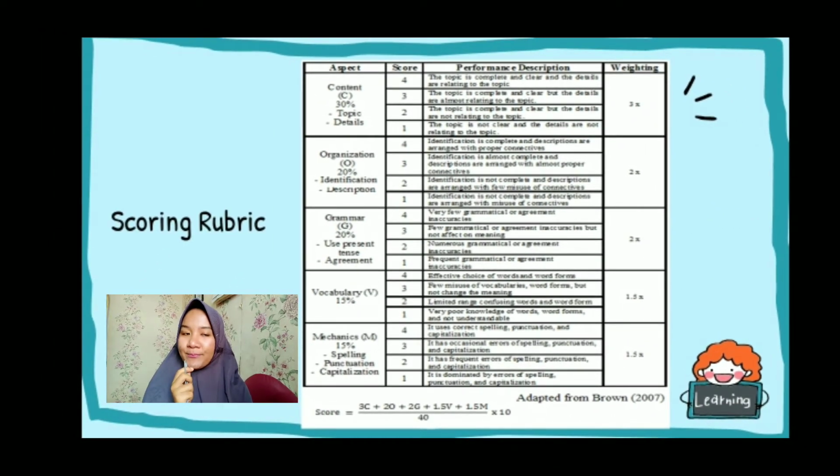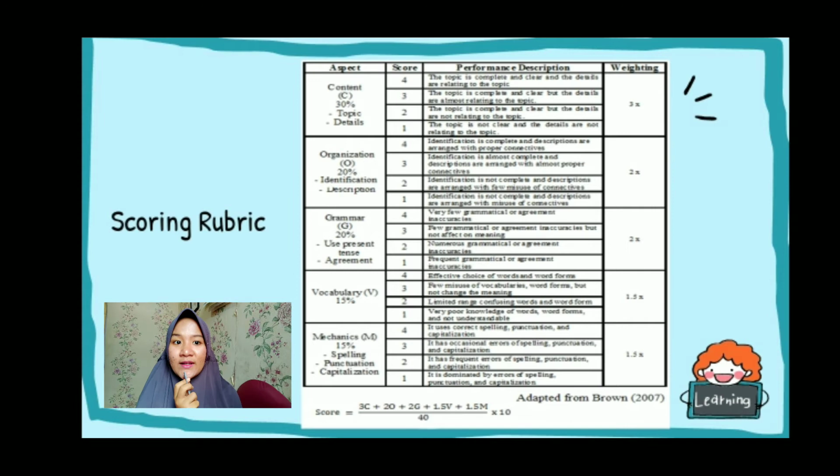Keep on watching. Well, we'll explain the first material. It is about the scoring, rubric, and the writing scale. As you can see here, this is the scoring rubric that we use to score or to review the handwritten texts that have been given by Mem Anissa. We use this rubric from Brown 2007.